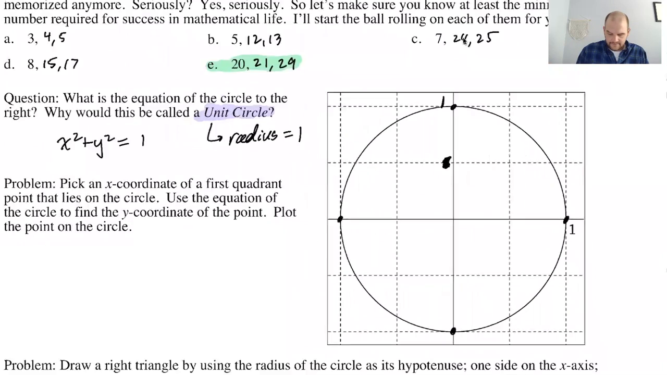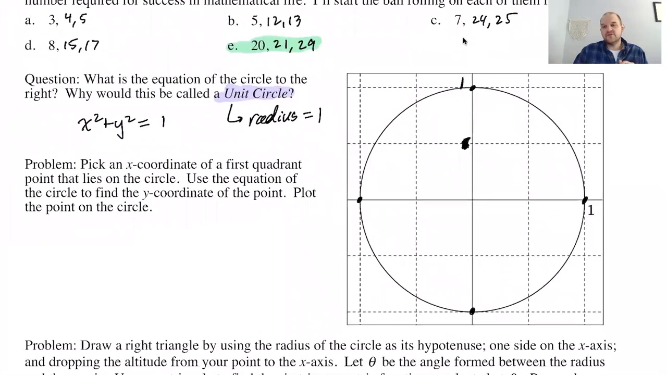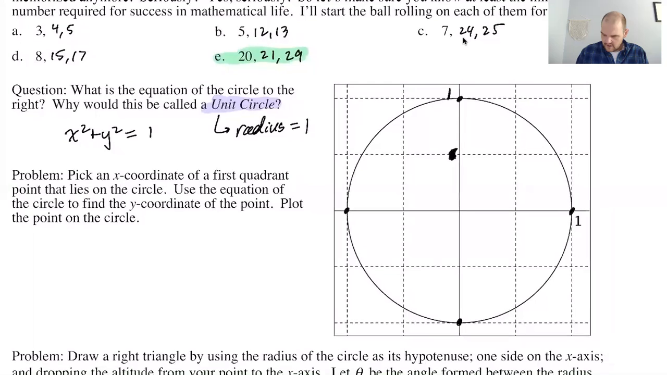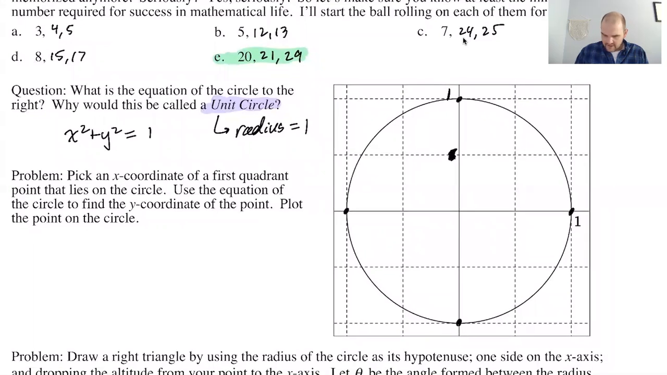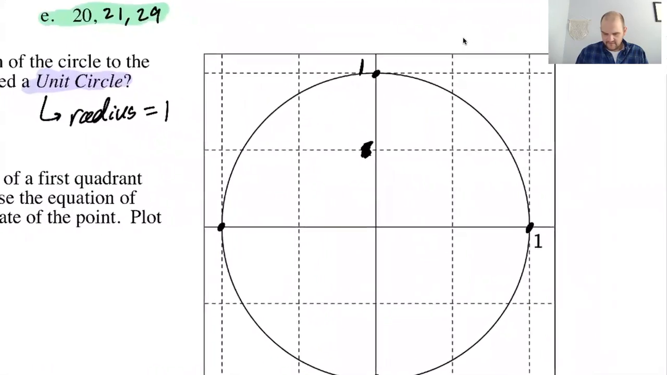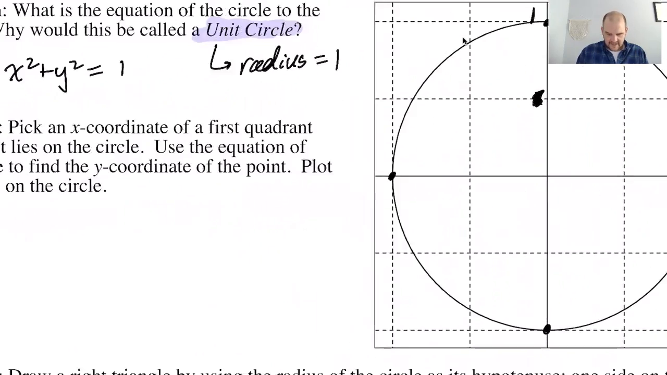What we want to do is pick a point in the first quadrant, and it could be any point in the first quadrant. But we're only picking the x-coordinate, and then we're going to let the equation of the unit circle determine the y-coordinate, and then we'll have a point on the unit circle. So I'm going to use 3/5. So I'm going to let x be 3/5.